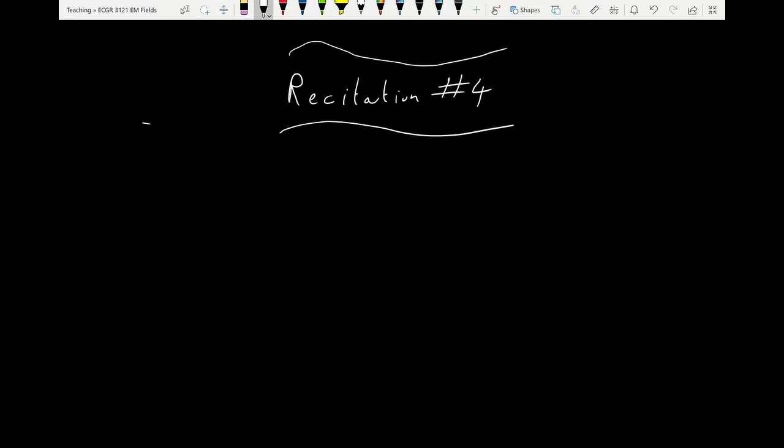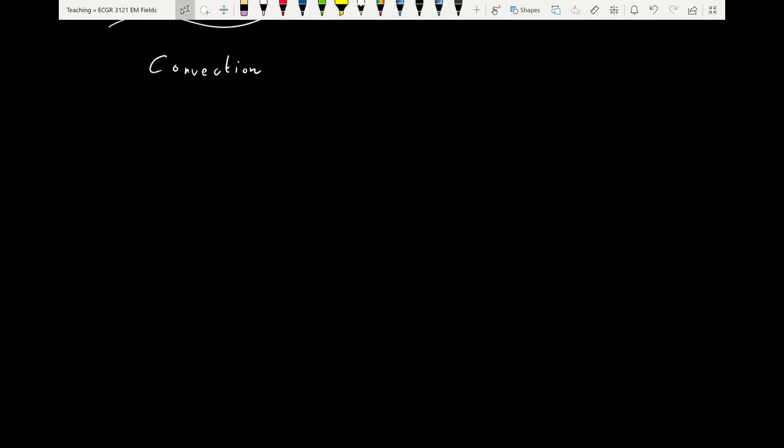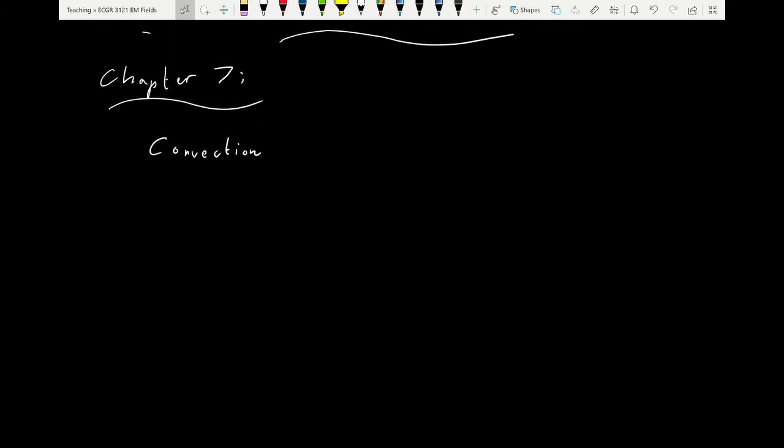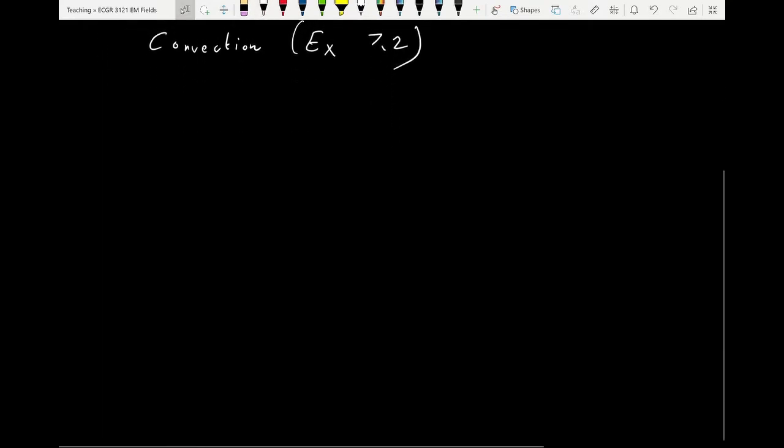And I want to solve some problems from chapter 7, the chapter that discusses steady state current. And I want to start with an interesting problem. It's a good example of a convection kind of current, not a conduction current. And the statement of the problem is as follows. This is, by the way, example 7.2.